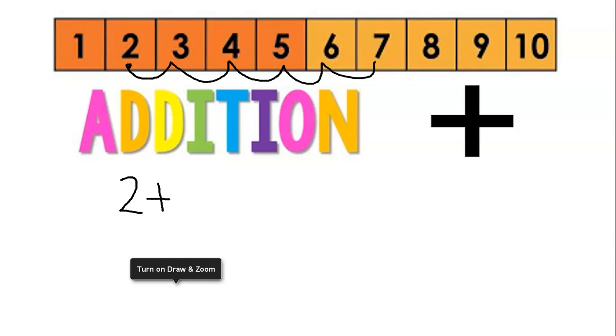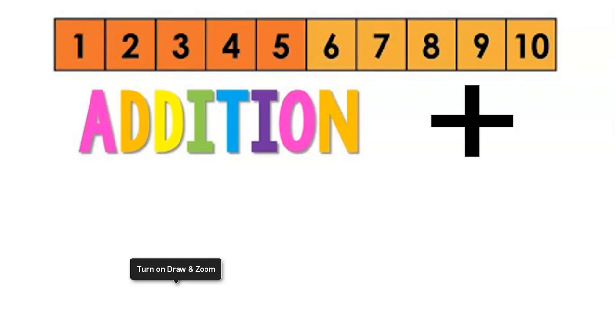Let's do that one more time. 1, 2, 3, 4, 5. Perfect. And then what number did we land on? Yes. Great job, guys. 7. All right, we're going to do one more.